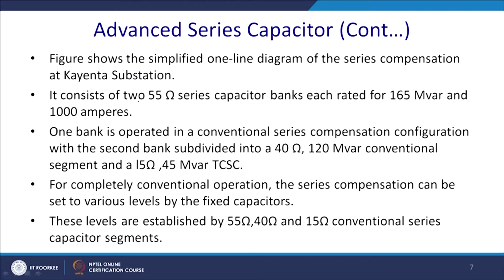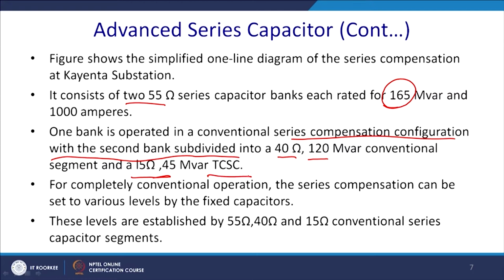It consists of 2 series capacitor banks of 55 ohm, each rated for 165 MVAr at 1000 ampere. One bank operates in a conventional series compensation configuration, with the second bank subdivided into a 40 ohm 120 megavar conventional segment, and a 15 to 45 ohm variable megavar segment with TCSC.